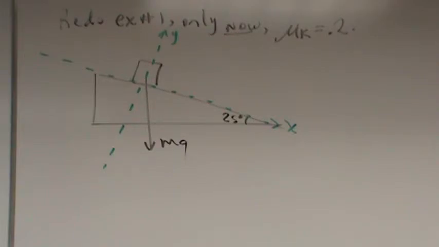You think that line is perpendicular to that line? You guys are crazy, man. The only force bringing it down the ramp is this component of gravity, and make sure you make that component parallel to the ramp.